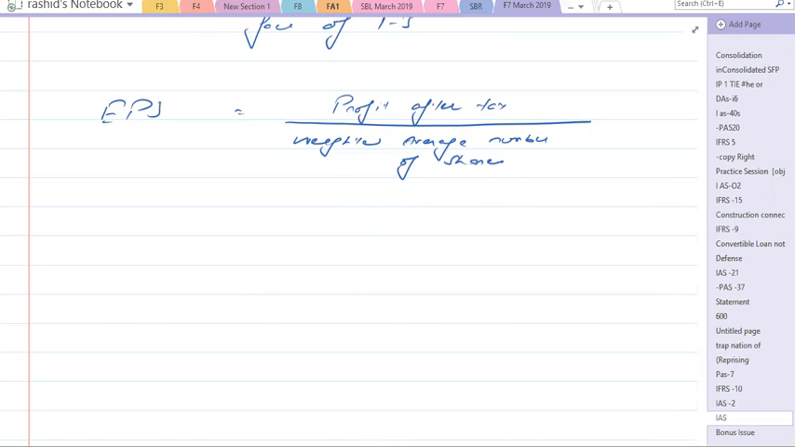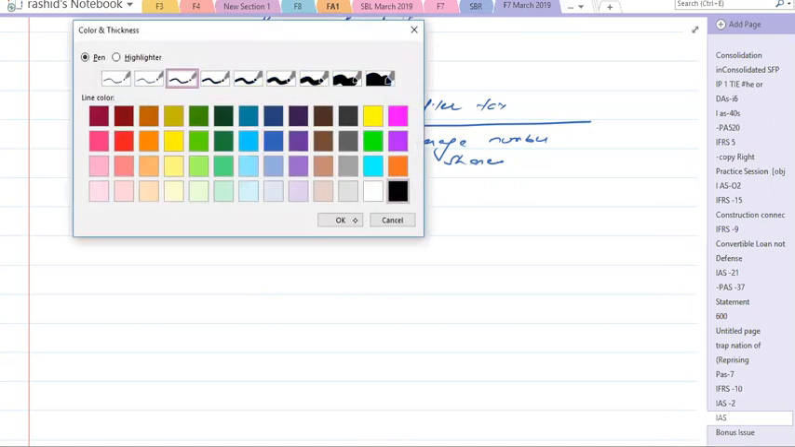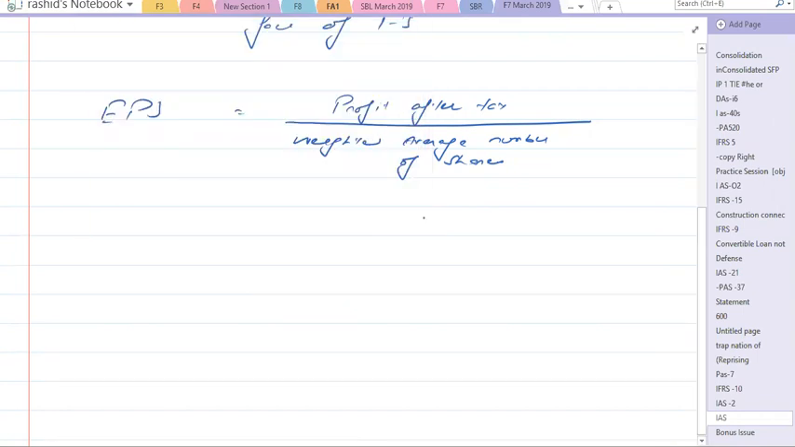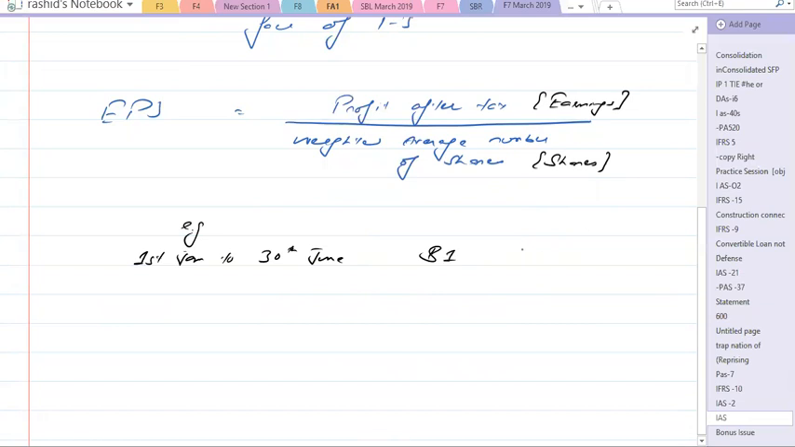This means that maybe the entity is issuing shares during the year. Profit after tax is simply the earnings. The weighted average number of shares means these are only the shares. When you divide earnings by shares, it gives you earnings per share. But it is possible that the entity is issuing shares during the year. For example, from 1st January to 30th June, 6 months, there were 5 lakh shares.